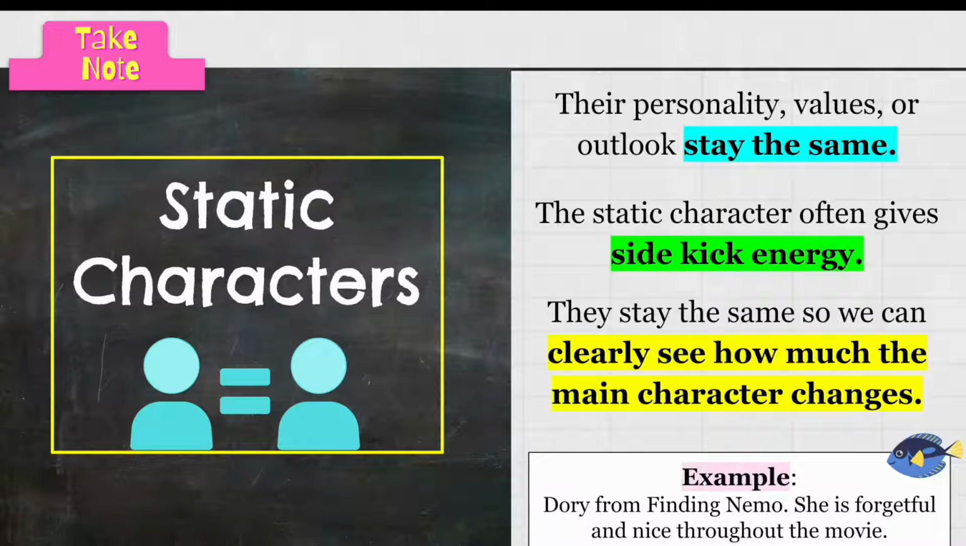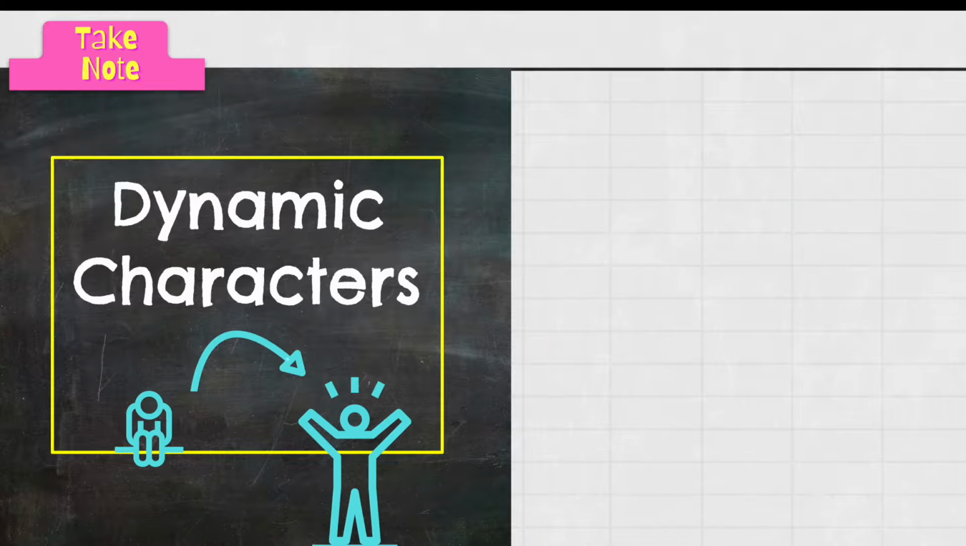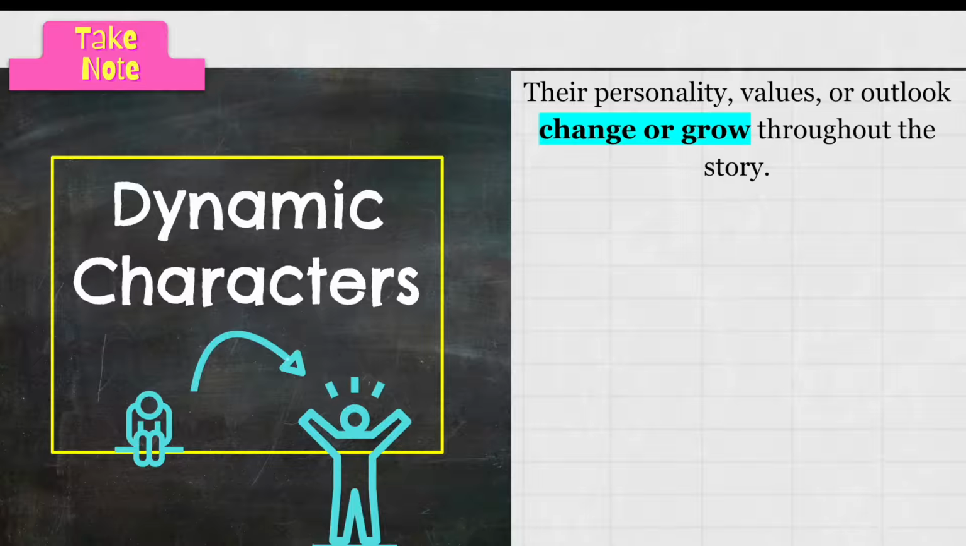So an example would be Dory from Finding Nemo. She's forgetful and nice throughout the whole movie. I want you to notice that even though I say static character and their energy stays the same throughout the whole thing, that doesn't mean they're not important. It doesn't mean they're boring. They play important roles. Like Dory is super important in Finding Nemo, but we need her in order to see how much Marlin changes throughout the story.